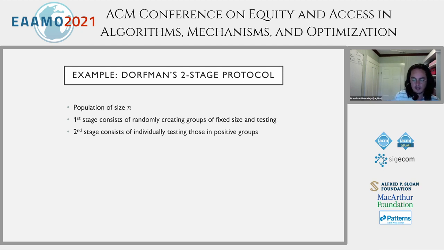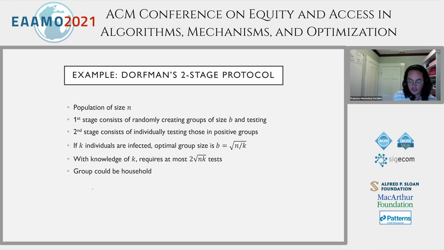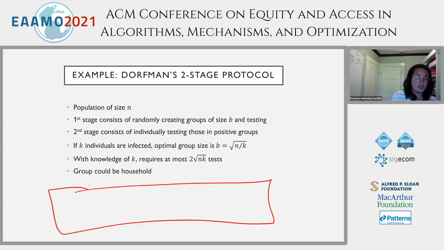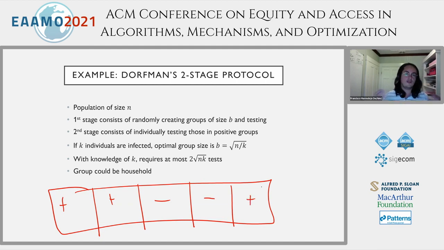So if we have a picture, let's say that this is the population, and these little boxes might be individual groups of a certain size, say size 5. In the first stage, some of these might be positive group tests, and some might be negative. That's the first stage of the process. In the second stage, we delve into the specifics of these positive tests and ascertain who precisely is infected within the population.